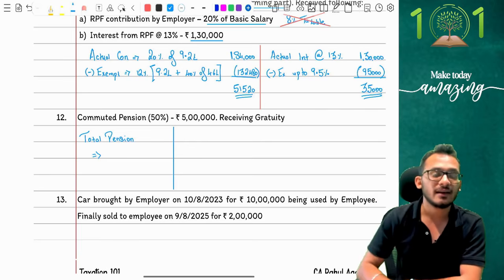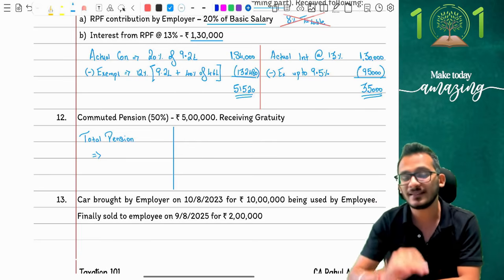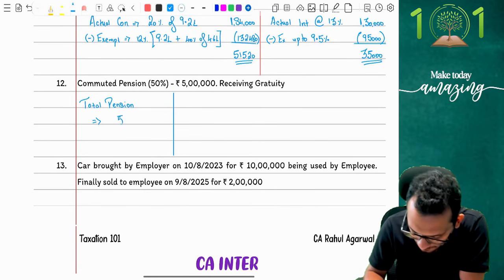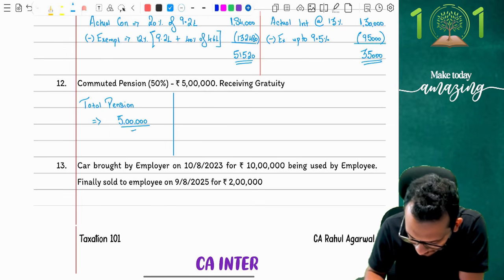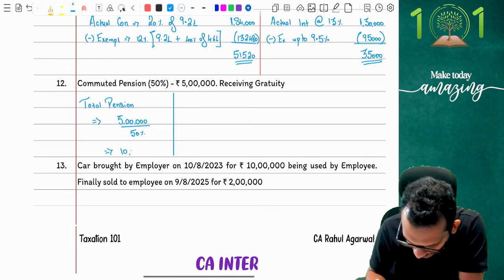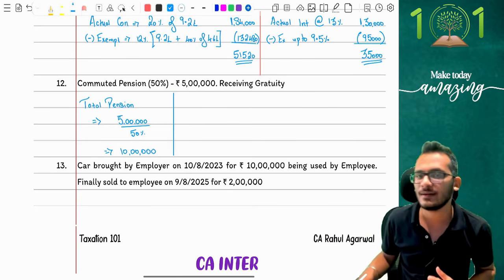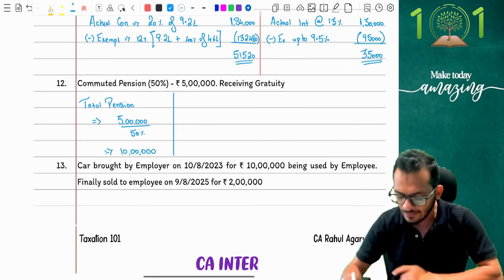First thing you will say, Rahul, I got 50% amount redeemed for 5 lakh rupees. So what will I get for 100%? Very simple. You will say 5 lakh rupees divided by 50% redemption, which means the amount I am going to get is 10 lakh rupees. Had I redeemed the whole amount, I would have got 10 lakh rupees in my hand. That is step number 1. Any doubts on this part? Yes. Now I will move forward.